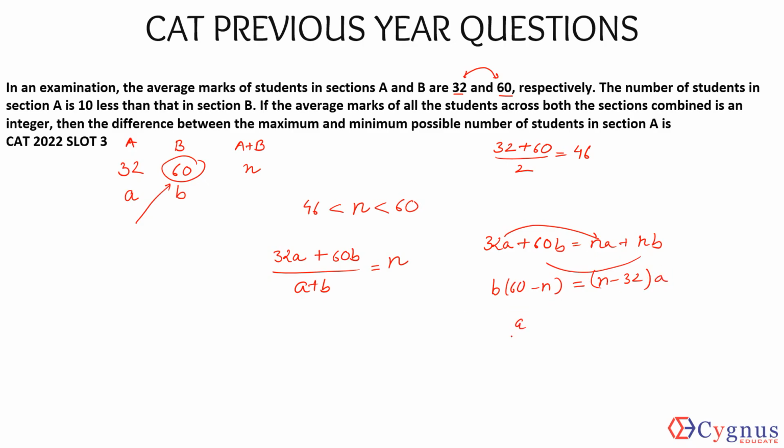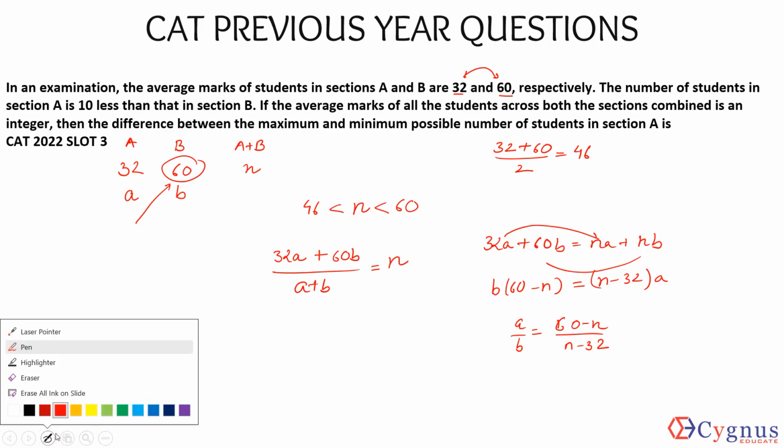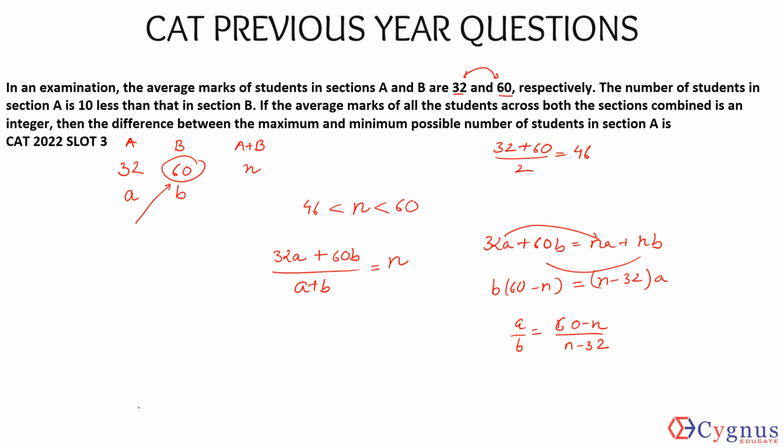So what's the ratio of A and B? A by B will become 60 minus n by n minus 32. And we know that n has to be more than what? 46. N should be more than 46 because the number of students in section B are more than the number of students in section A. Now, what are the possible values of n? He's saying that find the difference between the maximum and minimum possible number of students in section A.